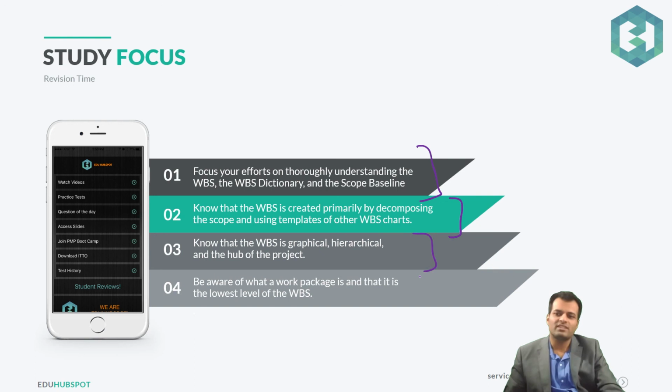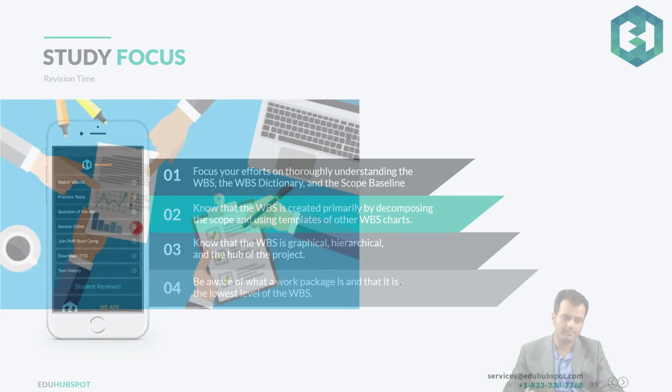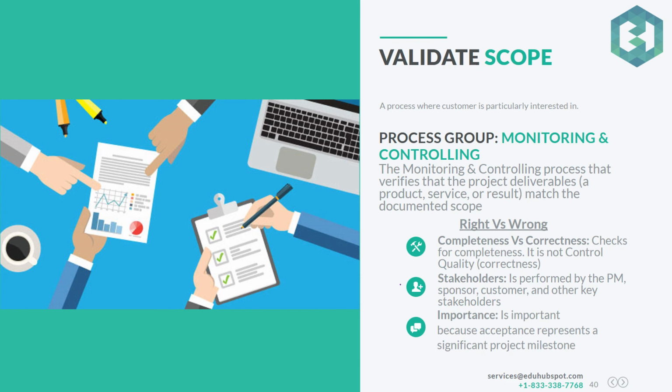Know that the WBS is graphical, hierarchical, and the hub of the project. Another thing you can say is 100% scope. This is another keyword for WBS. Be aware of what a work package is and that it is the lowest level of the WBS. The planning package is one level above the work package, and the control account is one level above the planning package. So this is how it is created. Okay, so this marks the completion of the Create WBS process. Next, we will be discussing the Validate Scope process, but we will do that in a different video.